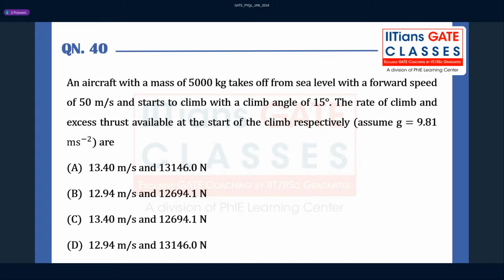Take this problem. An aircraft with a mass of 5,000 kilogram takes off from sea level with a forward speed of 50 meter per second and starts to climb with a climb angle of 15 degree. The rate of climb and excess thrust available at the start of the climb respectively, assuming g equal to 9.81 meter per second square, are: 13.40 meter per second and 13146 Newton; 12.94 meter per second and 12694.1 Newton; 13.4 meter per second and 12694.1 Newton; 12.94 meter per second and 13146.1 Newton. Let's try to do this. Simple problem.